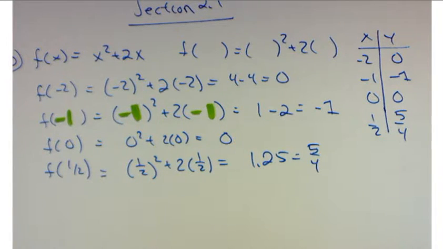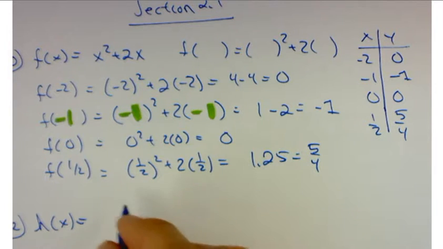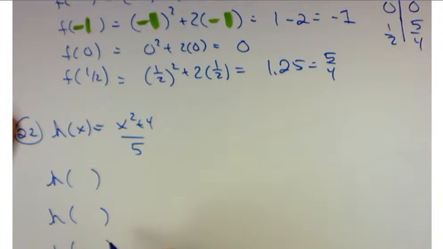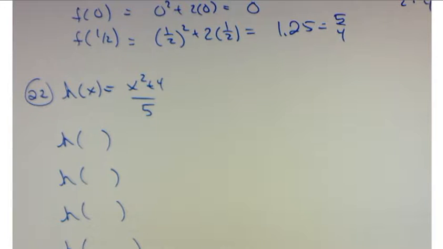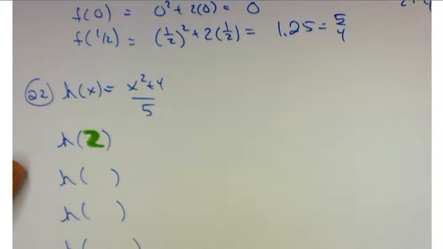Another one like that? Let's take a look at problem number 22. This time our function is h of x is x squared plus 4 over 5, and we're asked for a bunch of different values here. I think I'll go through most, if not all of them. So we're asked for instance, h of 2. And the book asks us for h of negative 2.